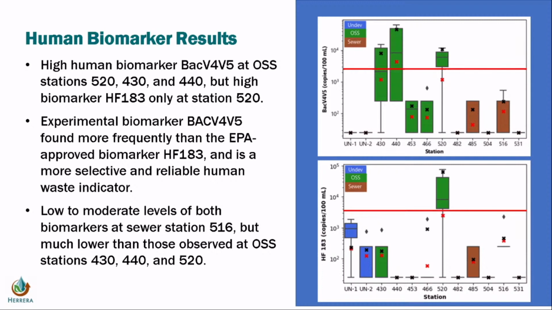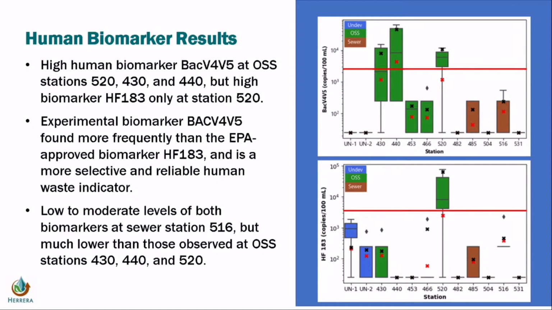We'll note down below HF183 was found at moderately or low, moderate levels at undeveloped basin 1, the very first blue bar, with a median concentration of 1,000, and also lower concentrations at site 516.